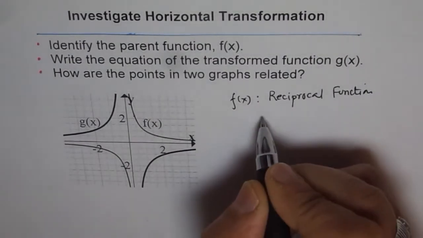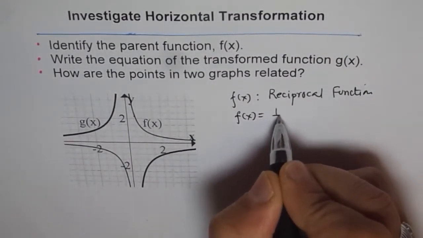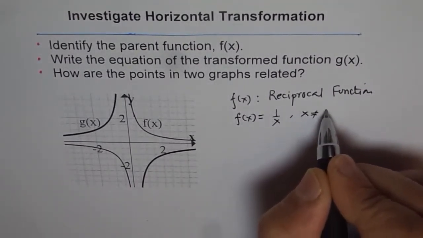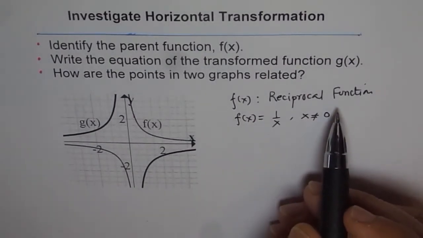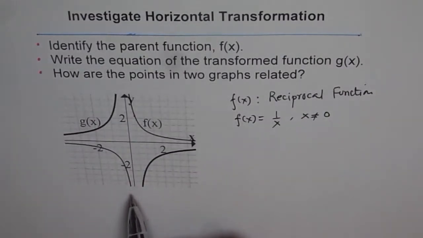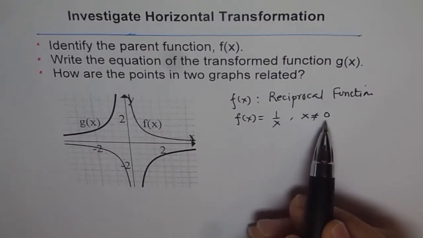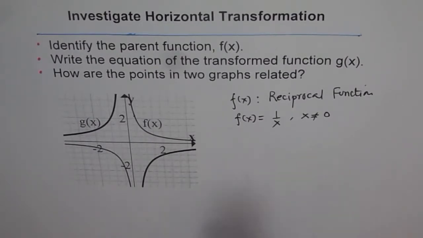And it can be represented algebraically as f of x is equal to 1 over x. So you can see that x is not equal to 0. So it is an important restriction which you should always put. Reciprocal functions are unique in the way that they have both horizontal and vertical asymptotes, right? And 0 is not in their domain. So domain is all real numbers except 0. Range is all real numbers except 0.